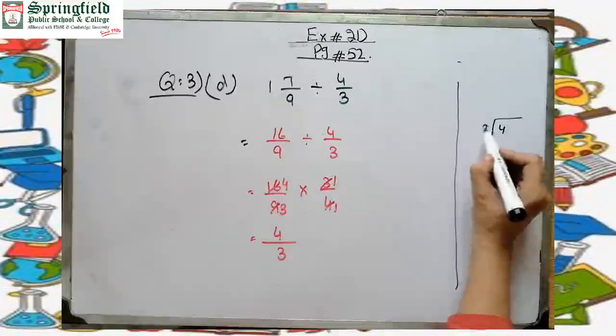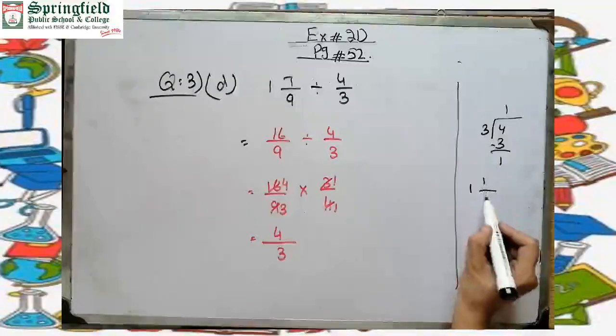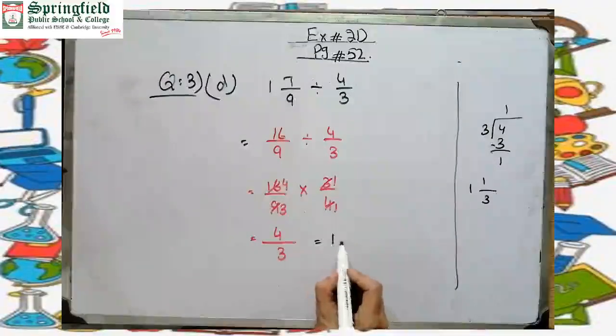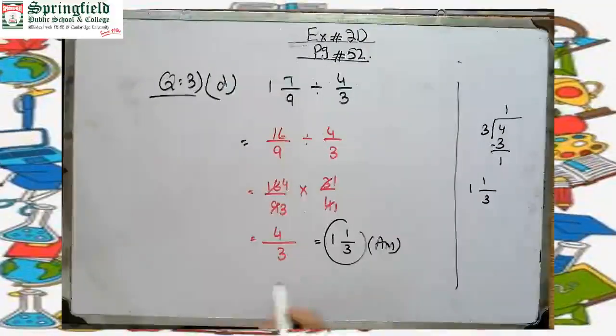4 divided by 3. 3 1s are 3, remainder 1. 1 whole 1 by 3. 1 whole 1 by 3 is your final answer. Understood, beta? Okay. Now practice all the parts in your notebook. Now come to question number 5.